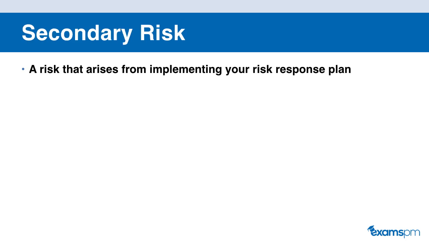Another type of risk is called the secondary risk. The secondary risk arises after you have already implemented your risk response plan. Sometimes after you implement your risk response plan, this would trigger more risk to occur. And these risks that occur because you have implemented your risk response plan are called your secondary risk.